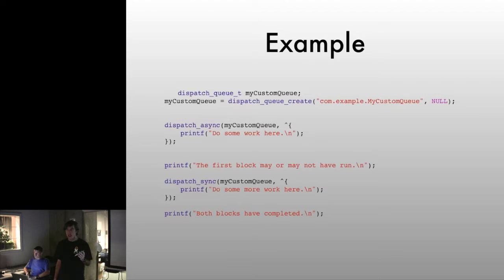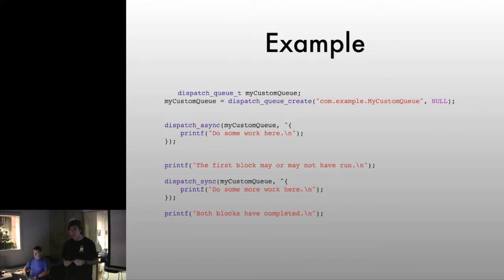Dispatch sync, on the other hand, that function call will block until that block, Apple uses the word block here, but that function call will stall until the block you pass in has actually completed, and then at that point you know it's finished. I can move on. So at this final printf, we know for a fact that both have been finished because this one got added second, and therefore it must have been started second. Therefore, once this one ends, they've both been done.